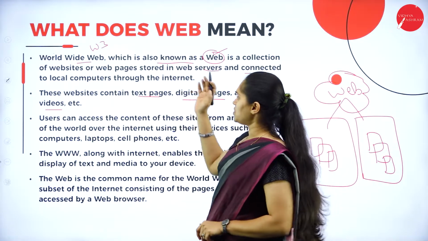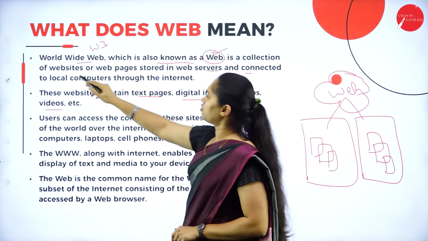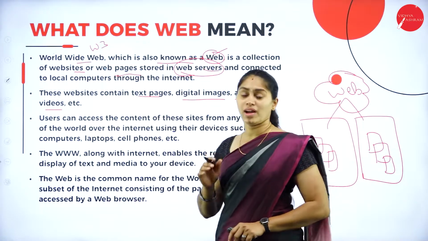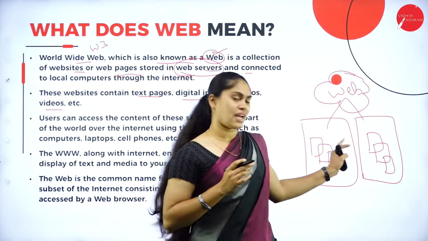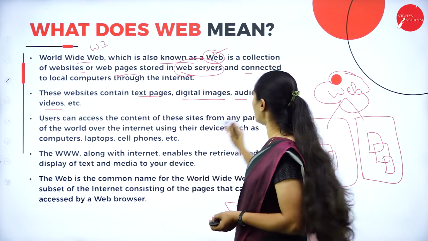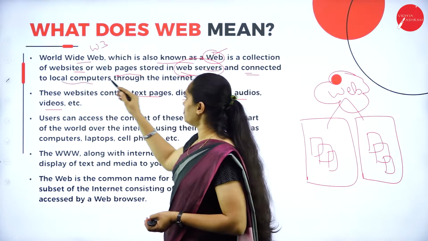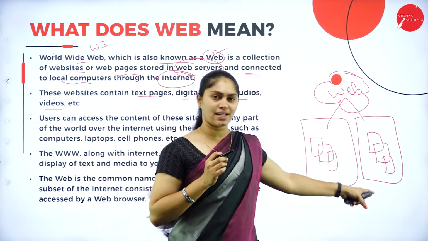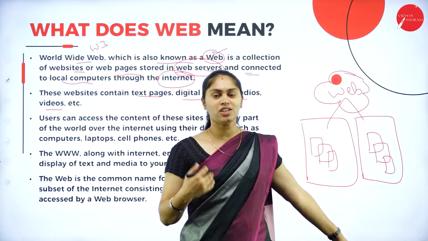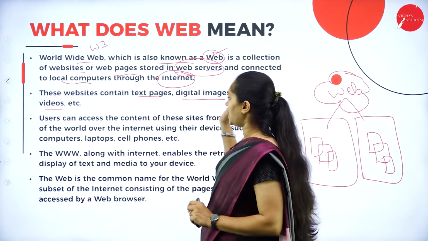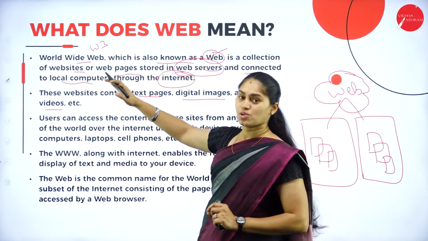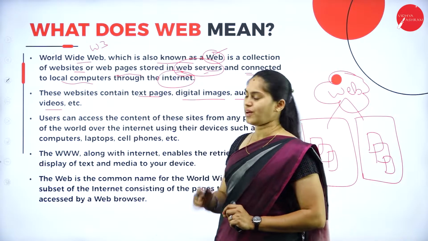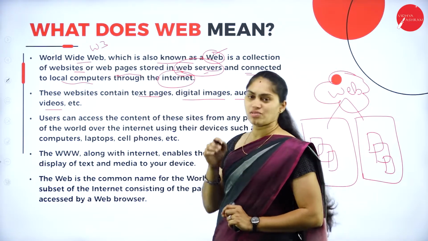So the World Wide Web is a collection of websites or web pages which is stored in the web server, where we are storing all these websites, and connected to local computers through the internet. We are accessing all these data with the help of the internet, and we are getting the result on the computers with the help of these web servers. Fine, that is the introduction of the web.